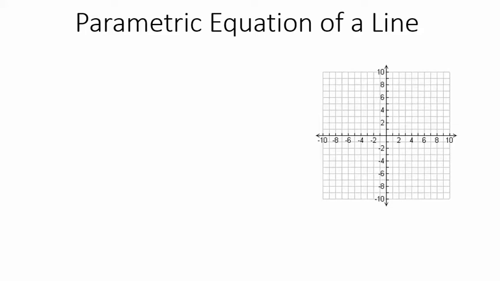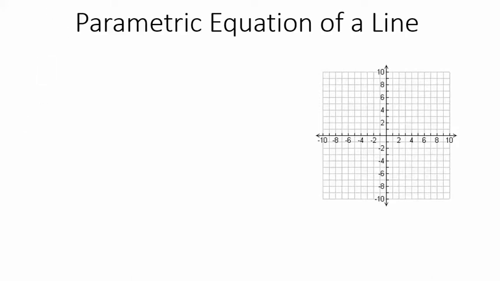In this video, we are going to look at the parametric equation for a line. With parametric equations, we define the values of x and y using some other variable, usually t, and that variable is called the parameter.